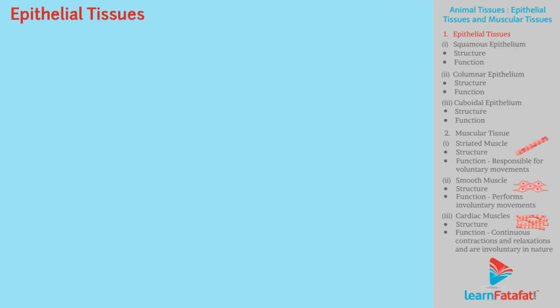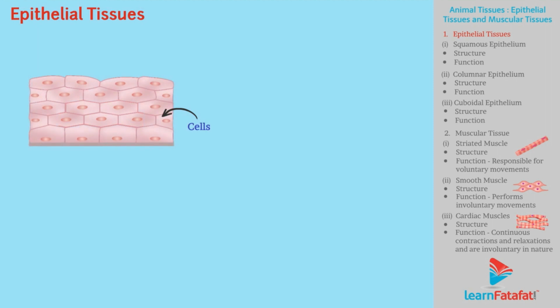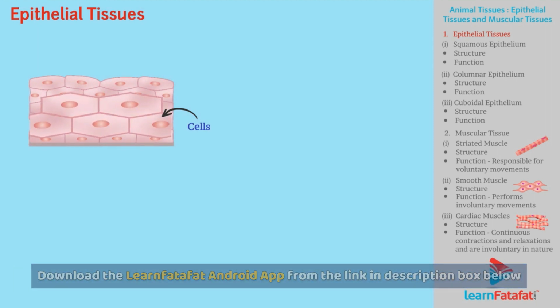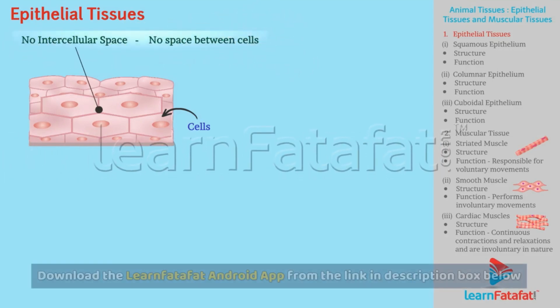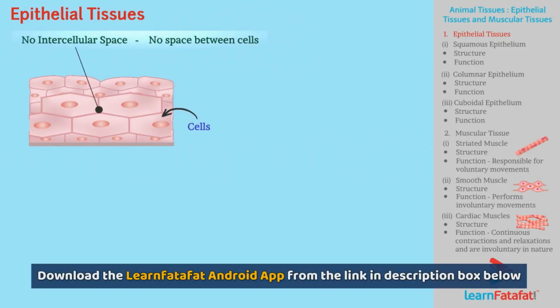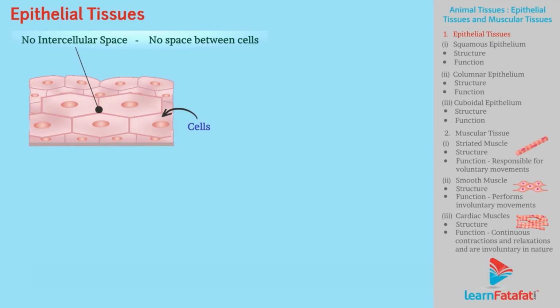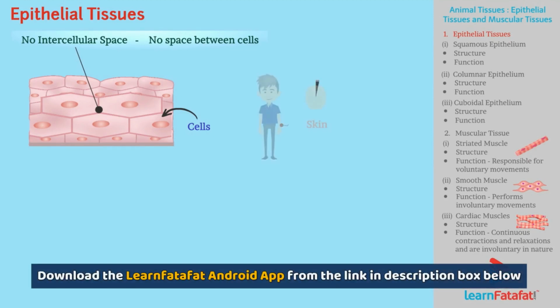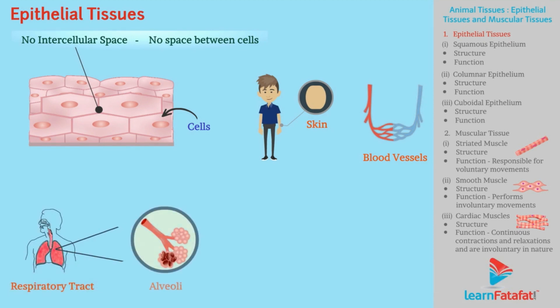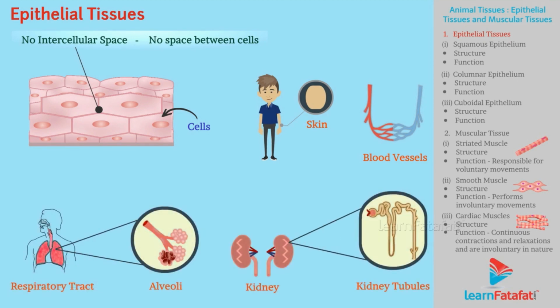Dear students, cells in epithelial tissue are arranged in tile format such that there are no intercellular spaces and are packed tightly with each other. Epithelial tissues are present in skin, blood vessels, respiratory tract, alveoli, kidney tubules, etc.